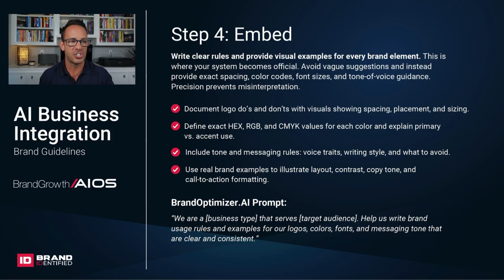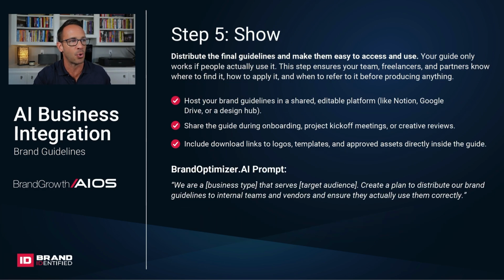Include tone and messaging rules, for example, your voice traits, your writing style, and what to avoid, and use real brand examples to illustrate layout, contrast, copy, tone, and call to action formatting. And just like the other steps in this framework, I've given you a BrandOptimizer.ai prompt to help you out with step number 4.